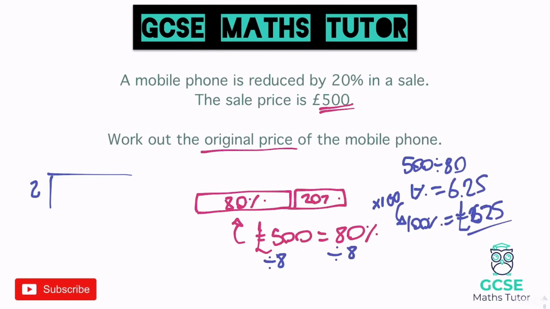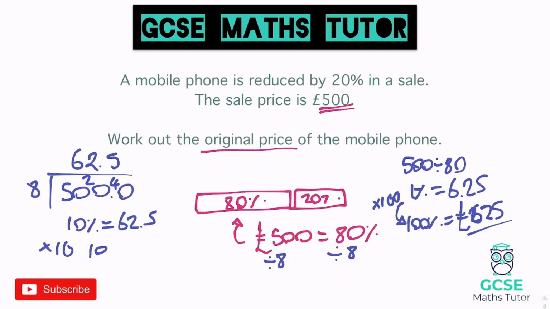So off to the side, if we didn't have a calculator, 8 into 50 goes 48, so it would go in 6 times up to 48 with a remainder of 2. It would go into 20 twice up to 16 with a remainder of 4, so we'd have to carry that over. And then 8 goes into 40 5 times, so we get that 62.5 as 10%. So 10% is 62.5. And then we can times that by 10 to get back to 100%. And 100% there would be £625.